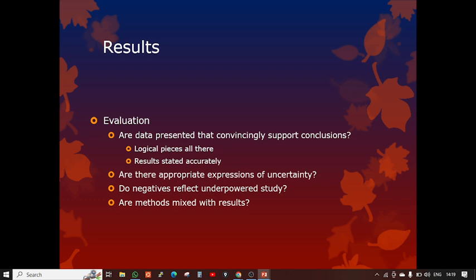What are these things? You have to ask questions: whether the data are represented convincingly, whether they support the conclusions, whether the logical processing of all the data is sound, and whether the results are stated accurately or not.